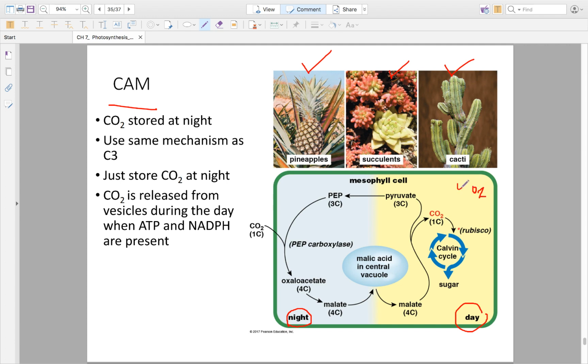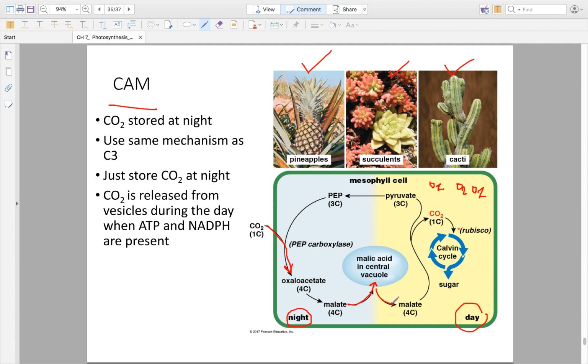How do we prevent rubisco from fixing oxygen instead of CO2? Well, because the plant is brilliant. So what it does is it opens its stomata at night and it takes in CO2 and stores it away as a C4 inside of the central vacuole.